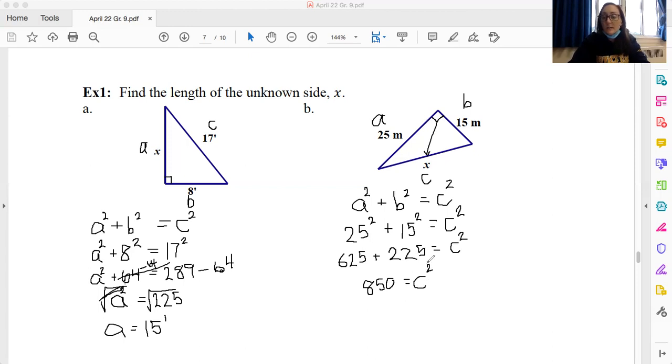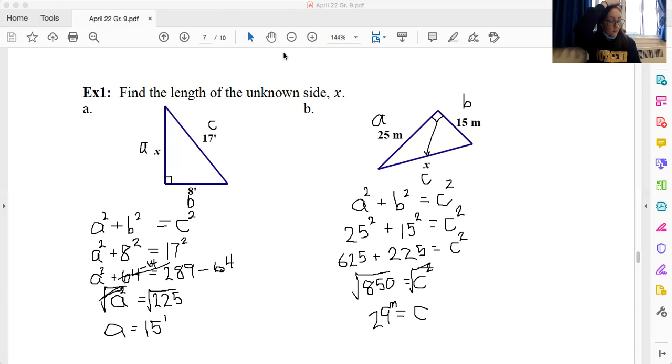So when we have a squared like this and we want it on its own, that means that we're going to square root both sides of our equation. Okay, so the squared and the square root cancel each other out. And the square root of 850 is 29. Okay, so that means that our side length c for x is equal to 29 meters. Sorry, I forgot that. Okay, so meters.